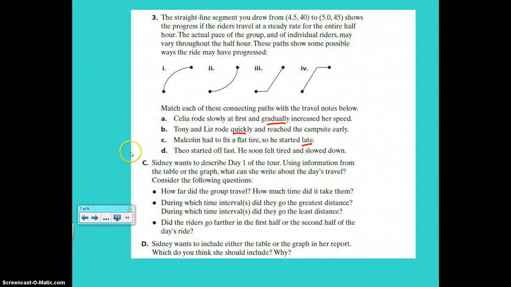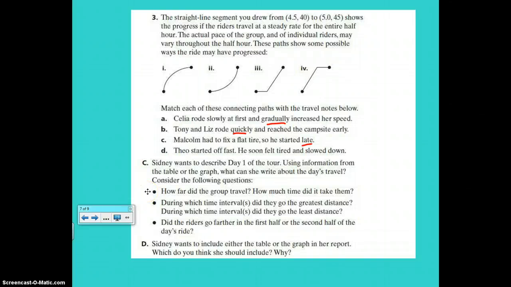Question C says, Sydney wants to describe day 1 of the tour. Using information from the table or the graph, what can she write about the day's travel? Consider the following questions. There are 3 questions here. You need to write more than 1 sentence. You need to answer all of these questions, make a nice paragraph that Sydney might have used.